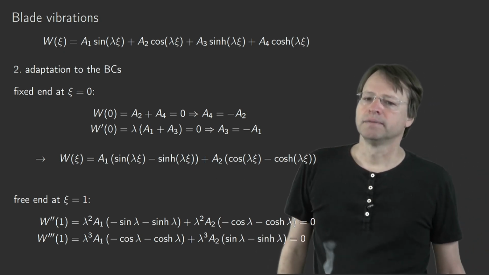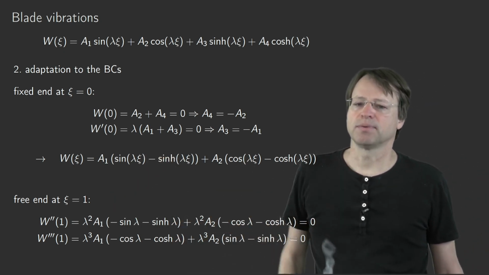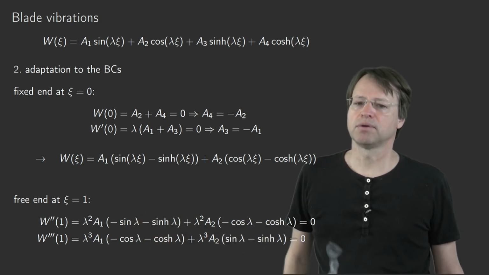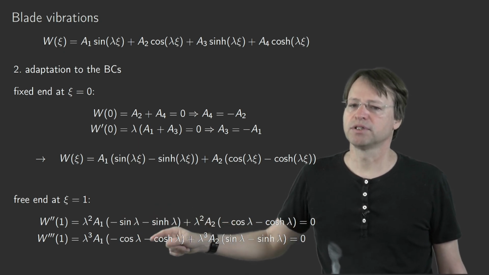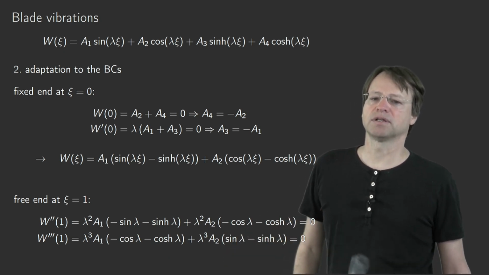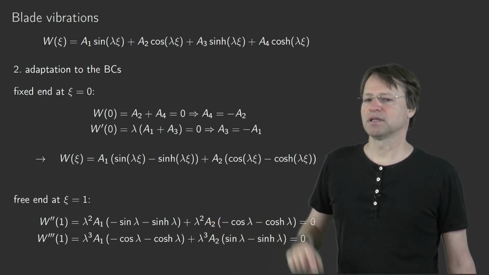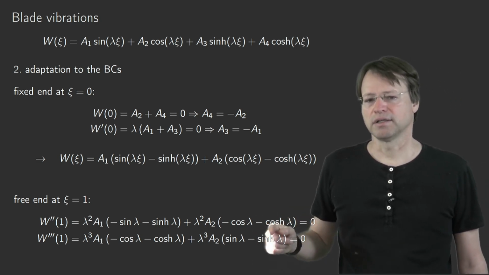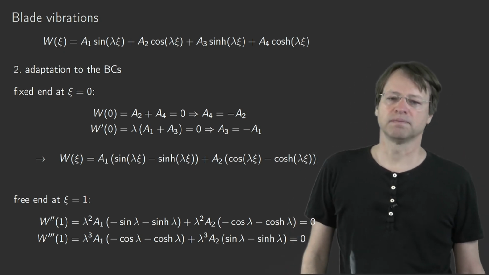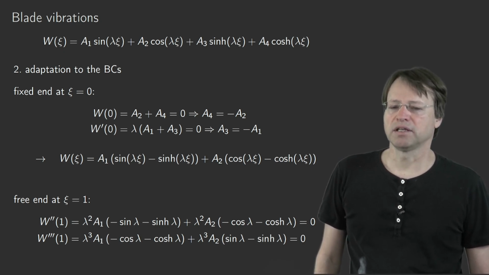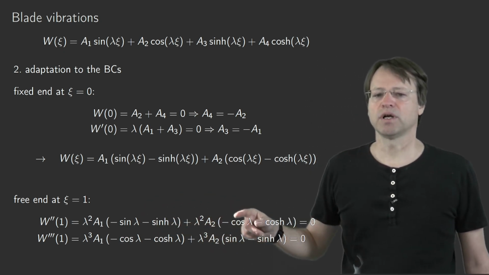And due to the inner derivative, there's a lambda squared in place. For the third derivative, we have then lambda to the third power here. And again, the sine function switches to the cosine function and the minus cosine function to a sine function. And the derivative of the hyperbolic sine yields the hyperbolic cosine, and the derivative of the hyperbolic cosine yields the hyperbolic sine function. So these are the 2 equations, and they form a 2-by-2 system for the 2 remaining integration constants, namely a sub 1 and a sub 2.